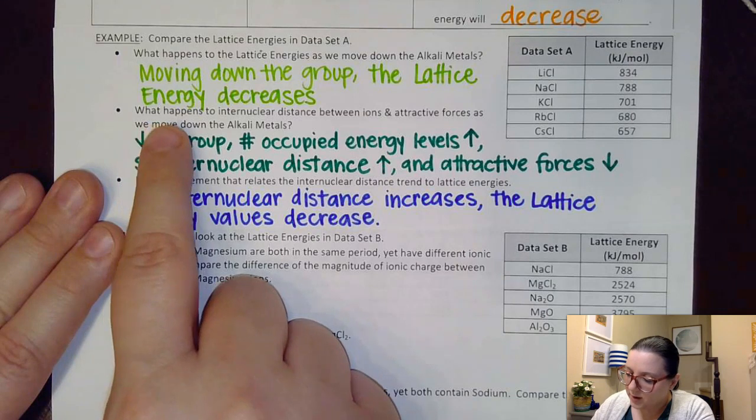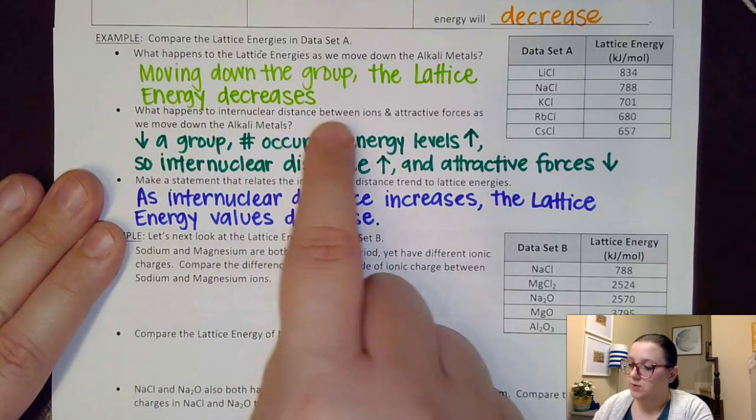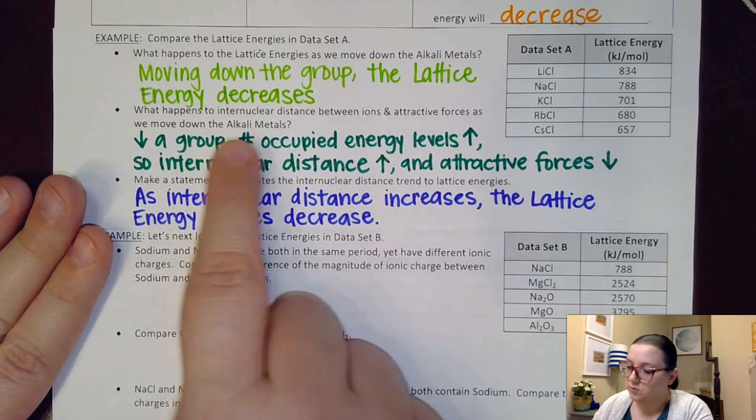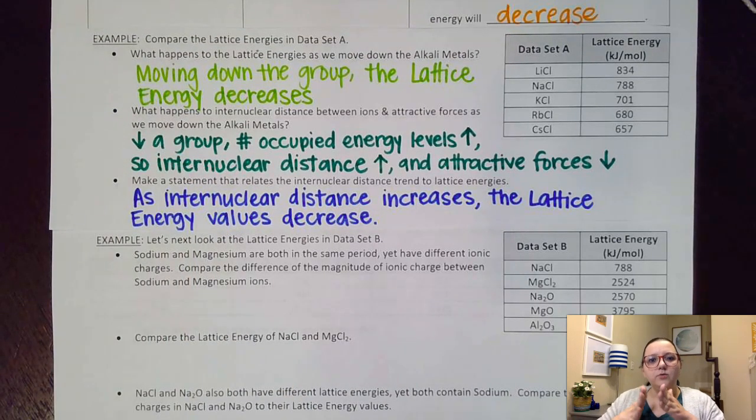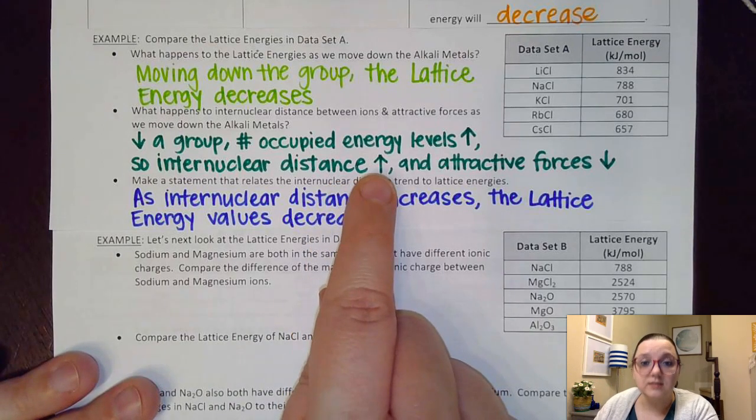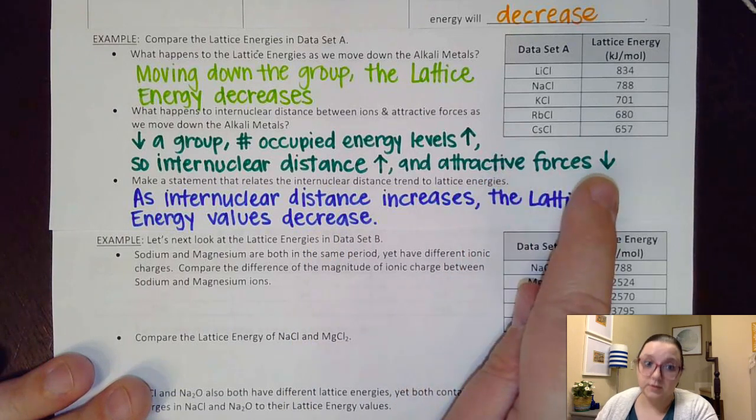So it asks, hey, what happens to internuclear distance between ions and attractive forces as we move down the alkali metals? So here's where you kind of want to think about those occupied energy levels. As I go down a group and those occupied energy levels increase, what that means is that those internuclear distances between our ions would also increase. As I get more energy levels kind of blocking the pathway between those two nuclei, that distance is going to increase. And as we just said a minute ago, when that distance increases, our attractive forces will decrease.